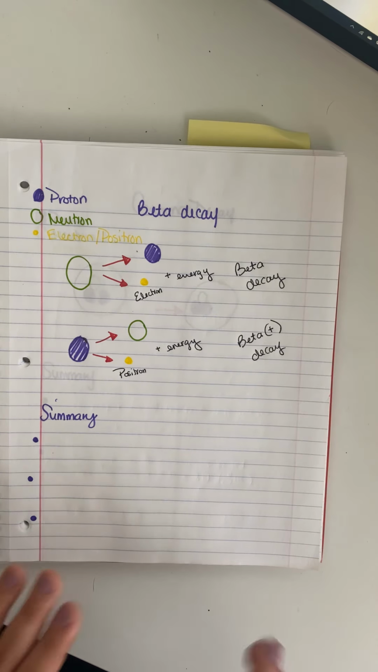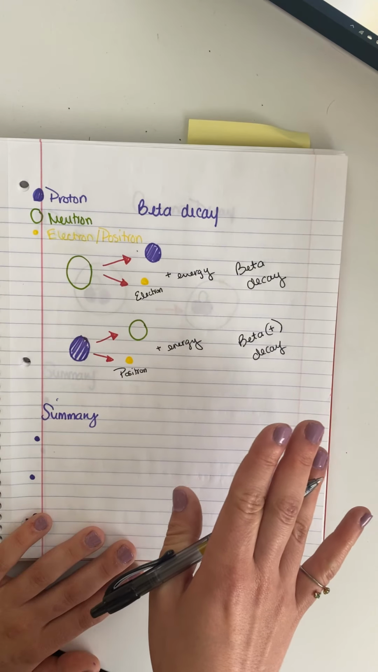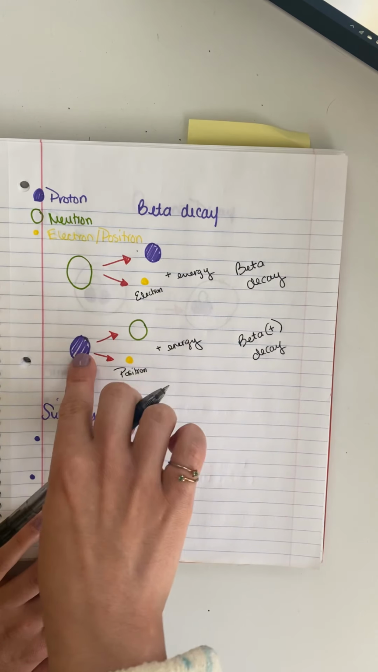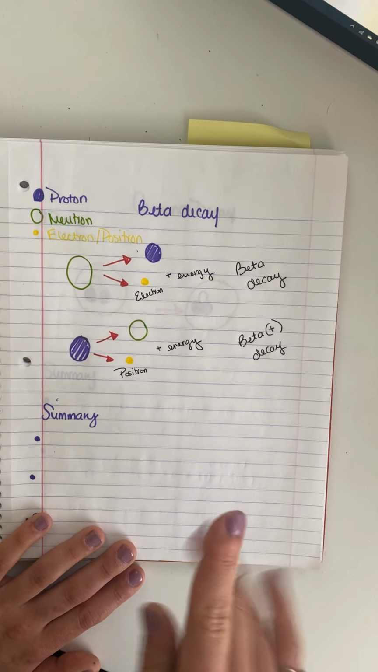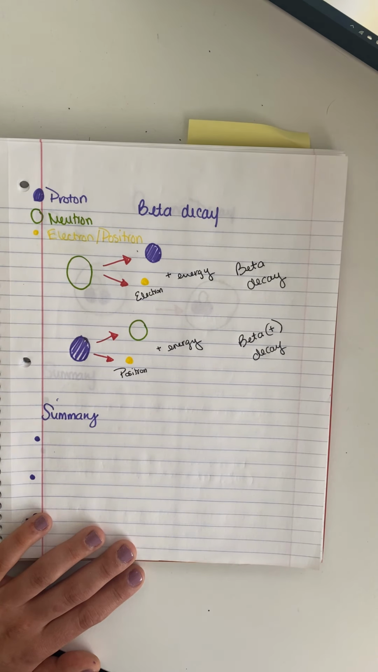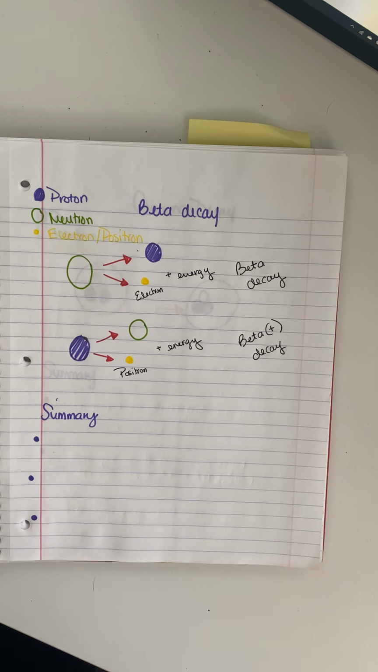So in beta decay, neutron becomes a proton. The mass number never changes. Or the proton becomes a neutron. They just kind of switch. So the mass isn't going to change, but the proton number and the elements will. So that's beta decay. Let's talk a little bit about the dangers of it.